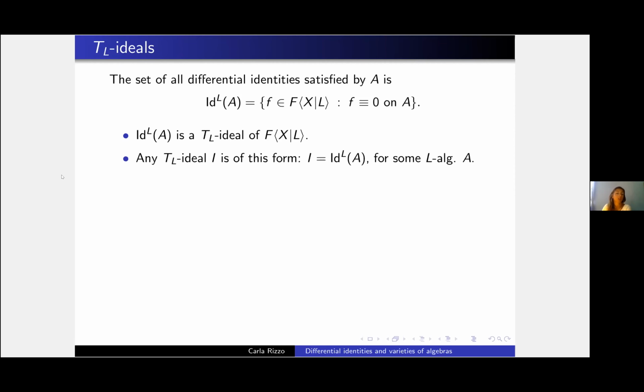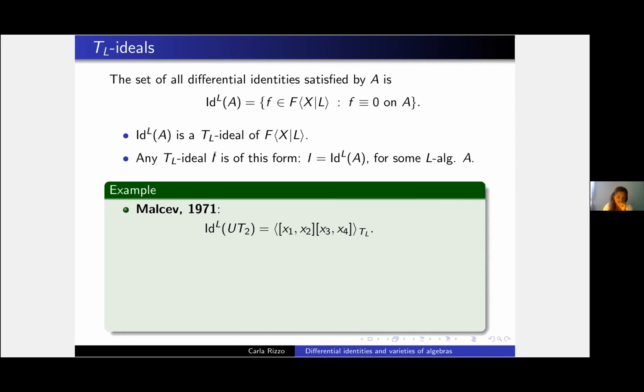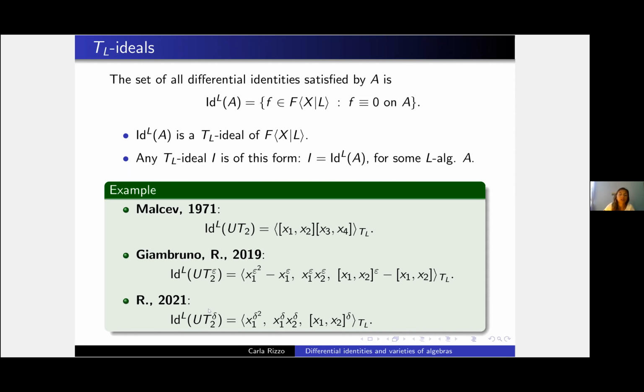Also, any T_L-ideal is of this form, so studying the differential identities satisfied by a given L-algebra means studying the T_L-ideal of the free L-algebra. Examples of generators of T_L-ideals are, for example, for the algebra UT_2, where L acts trivially on it. In this case, since L acts trivially, the T_L-ideal is exactly the same as the ordinary one, because if L acts trivially on the algebra, we have simply an associative algebra. Another example of generators of a T_L-ideal is for the algebra UT_2 epsilon, and I also found the generators of the algebra UT_2 delta.